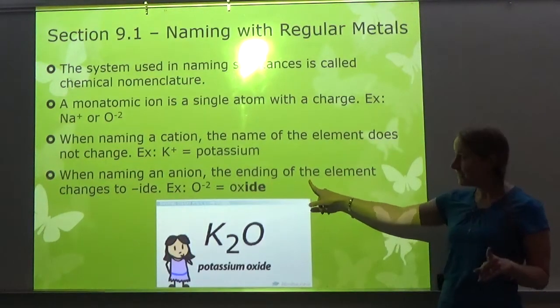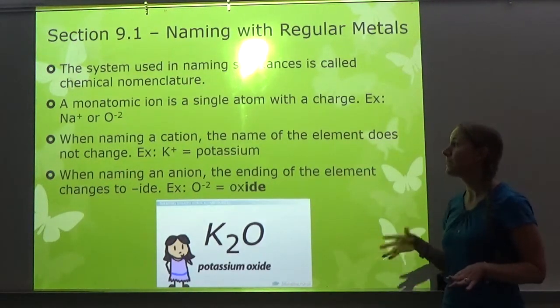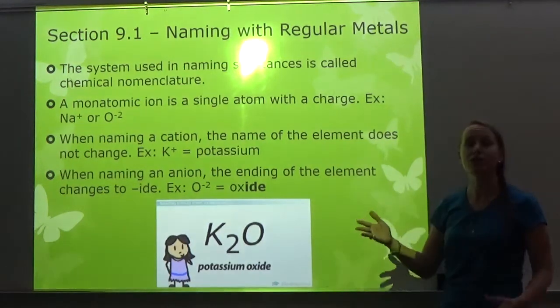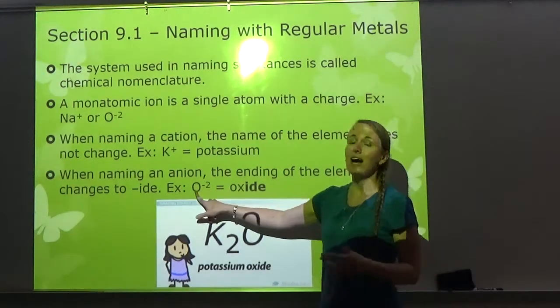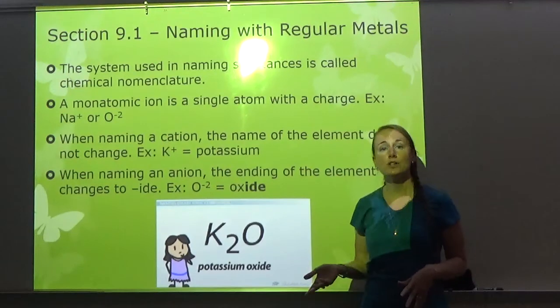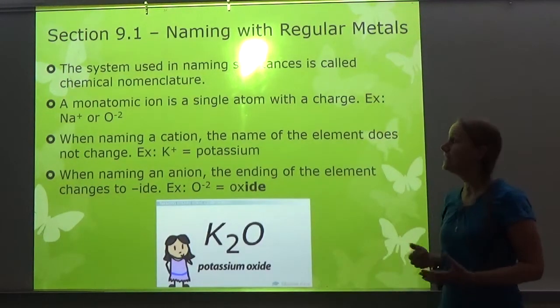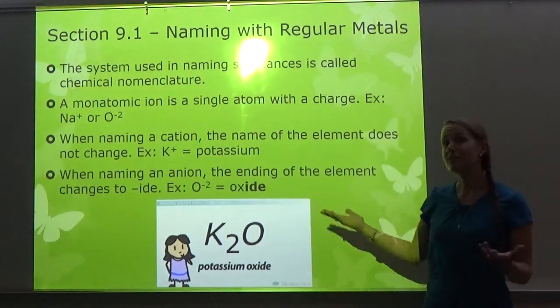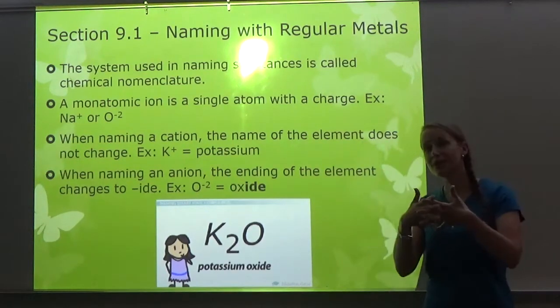But when you name an anion, which is a negative ion, the ending of the element changes to -ide. So O is oxygen, but when O has a -2 charge, it becomes oxide. So again, we talked about this in chapter 7, so this is just a review. So now we're just going to put the ions together.